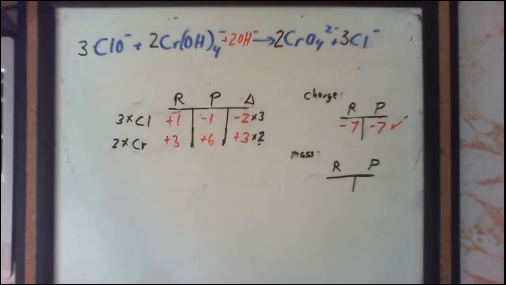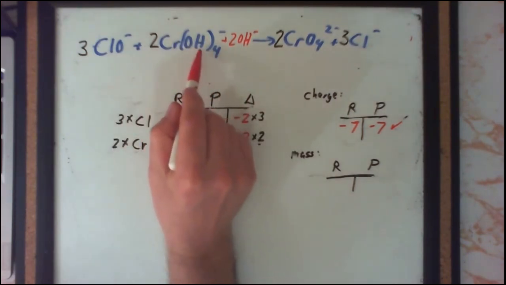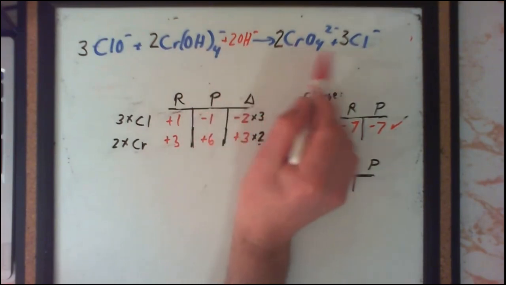And then finally, to balance the hydrogen atoms, I do so by adding water molecules to one side or the other. So to balance the hydrogen atoms, we have a total of 8 hydrogen atoms plus 2 is 10 versus 0.